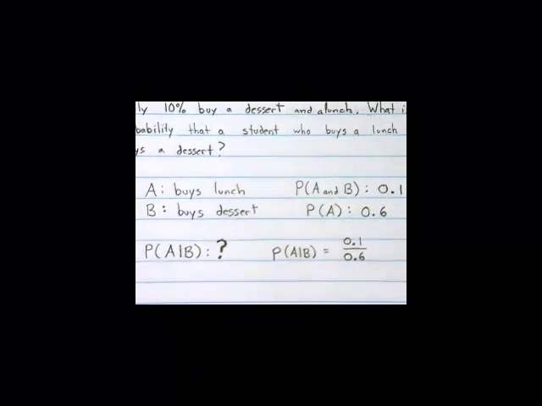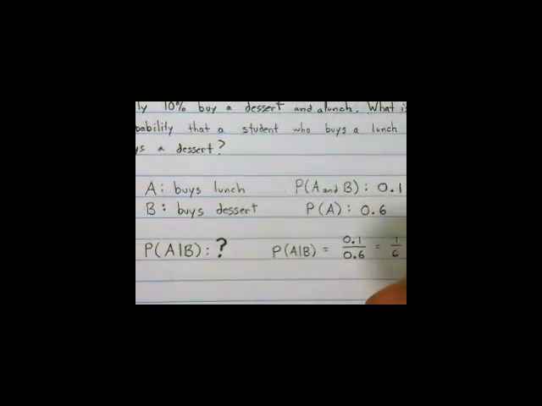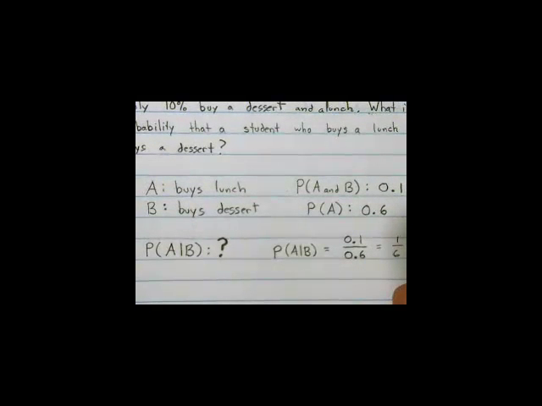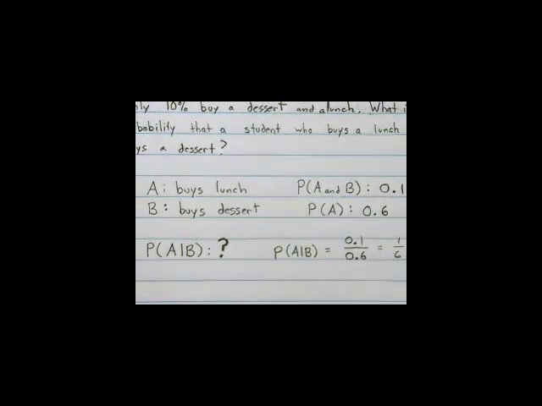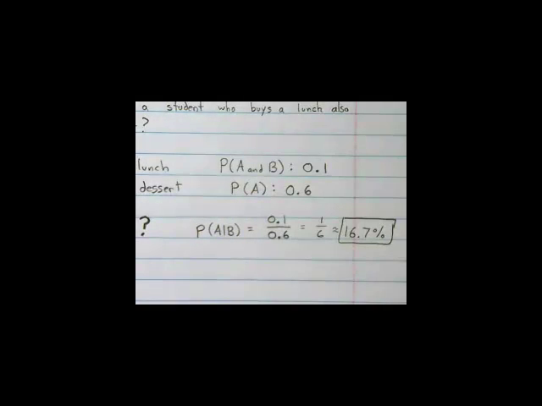So it'd be 0.1 divided by 0.6, right? Okay, so what's that? Well, 1/6. We can all do that math, I think. And 1/6 is about 16.7%. That's it. Okay. All right. So, independent, dependent, conditional. You got it.